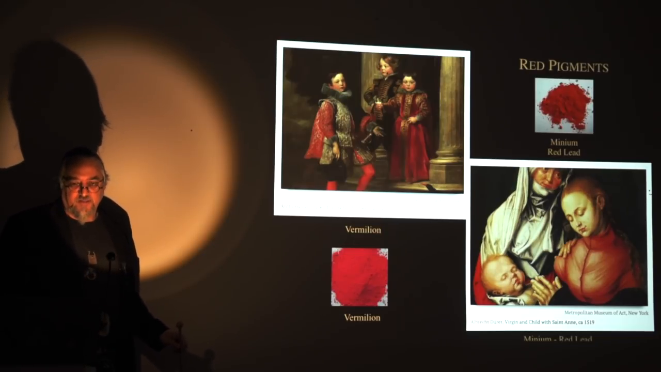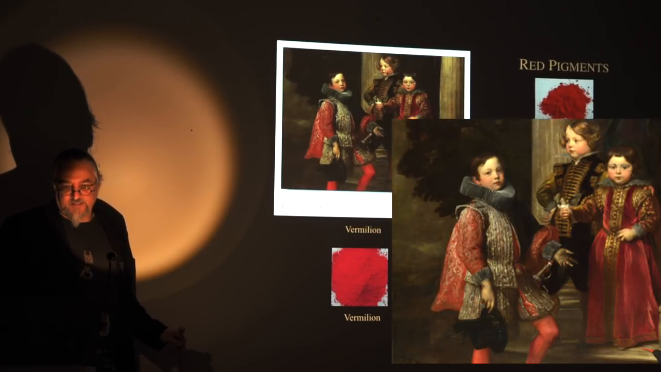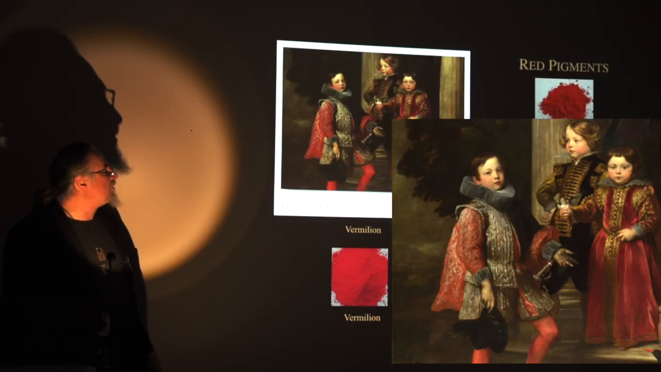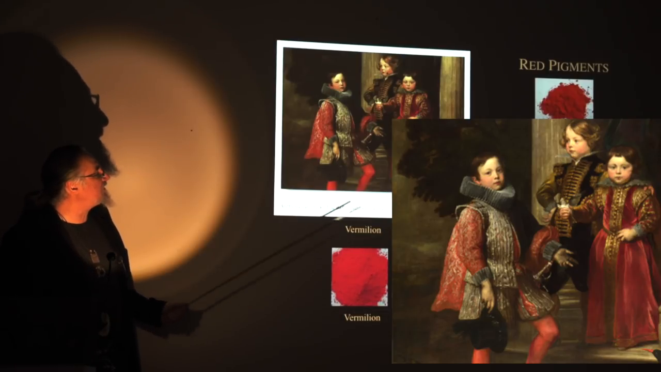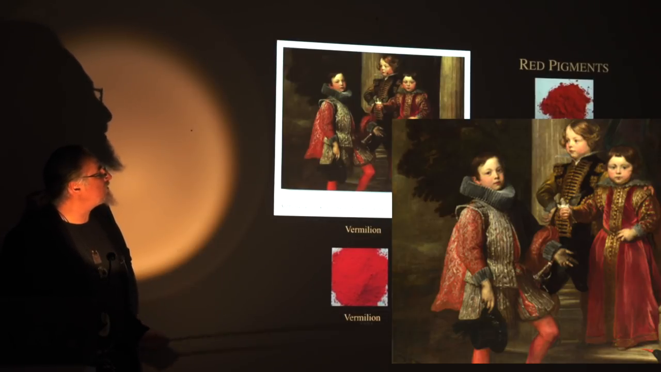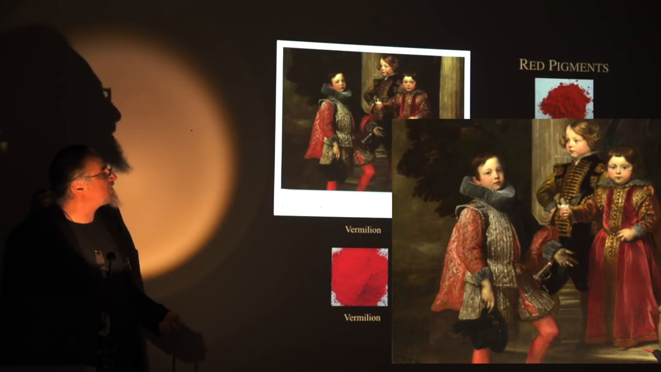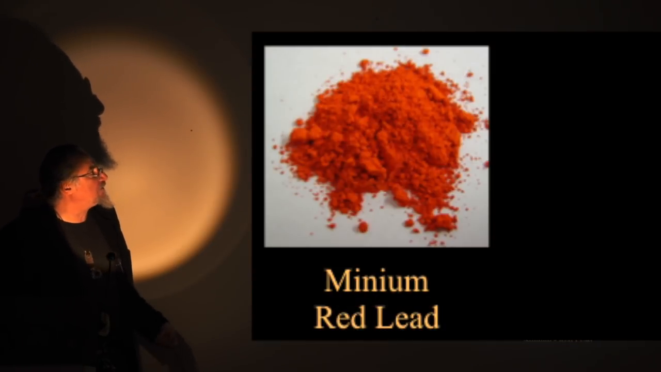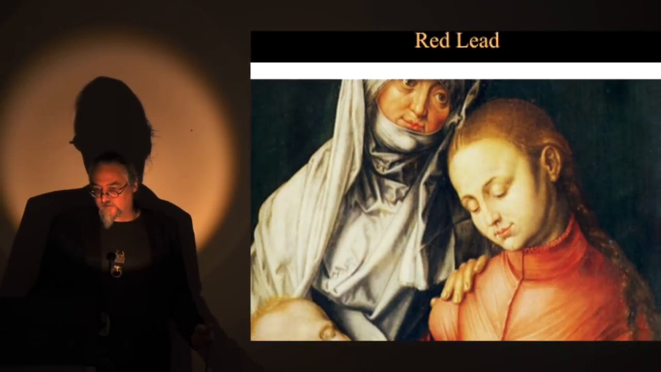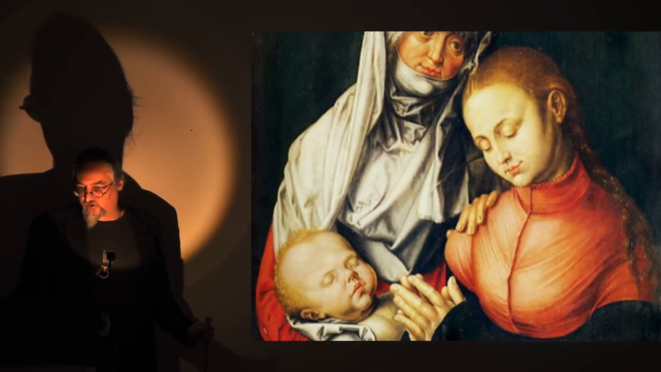Here on the left, Anthony van Dyck, and these robes being painted in vermilion. Perhaps he used a combination of various reds, but this light pinkish tone, almost orange, is typical of vermilion. On the far right, minium or red lead being used by Albrecht Dürer in his Virgin and Child.